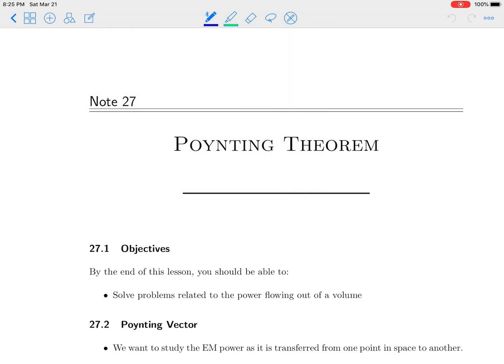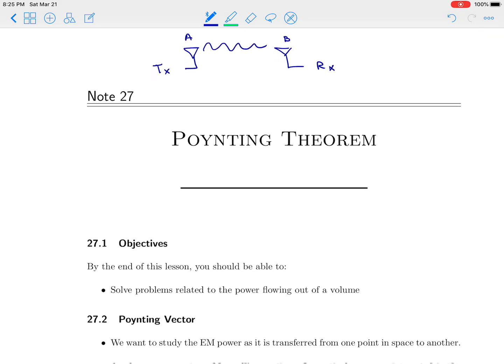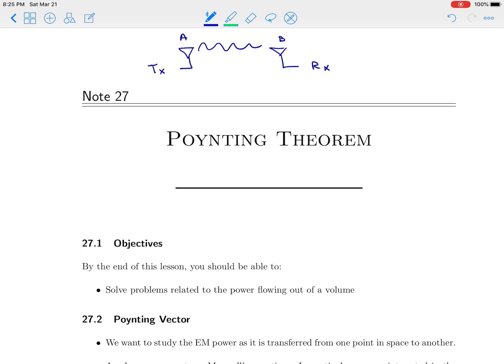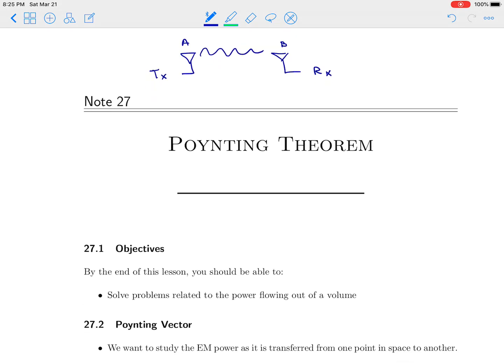So remember, electromagnetic waves are used to transfer power from one point in space to another. For example, if this one is an antenna, that antenna will transmit an electromagnetic wave. This is the transmitter, this is the receiver. So the antenna will transmit an electromagnetic wave from this point, we call it A, to that point, P. And the receiving antenna will receive that power. So what we want to do here is study the power of electromagnetic waves.